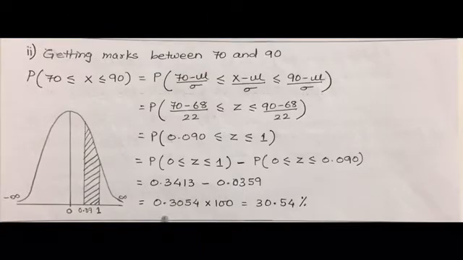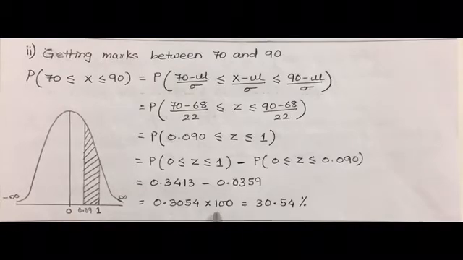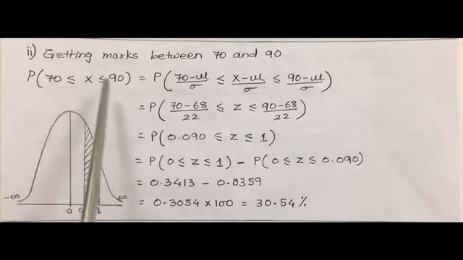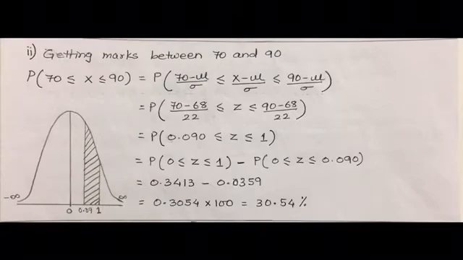Subtracting both, we get 0.3054. Now it is to be converted in percentage, as the question asked is what percentage of the students score the marks between 70 to 90. So whatever the area we get is to be multiplied with 100 to convert it into percentage. So that gives 30.54 percentage.